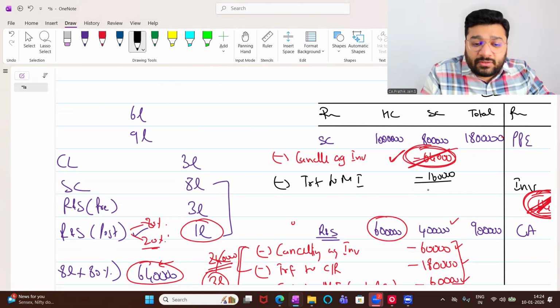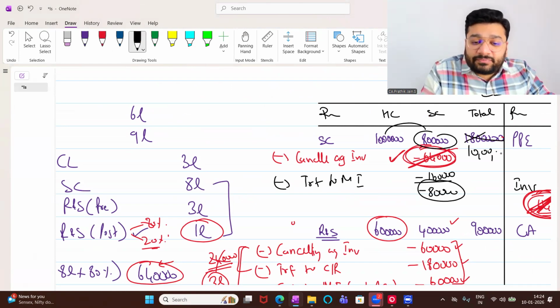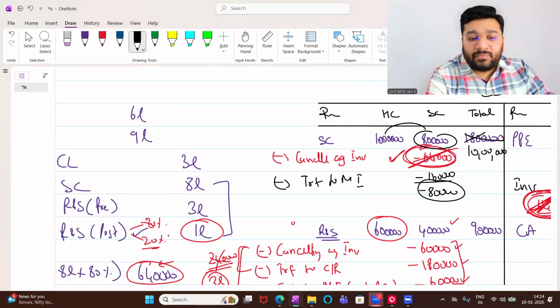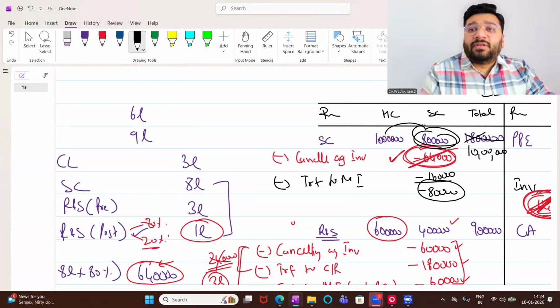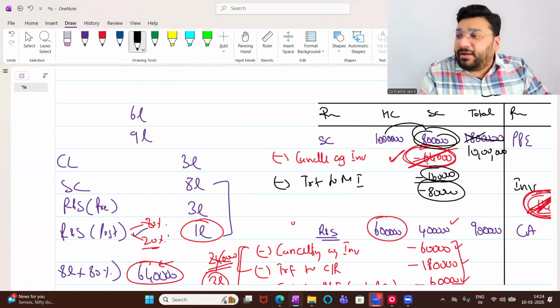So, total is how much? Minus 8 lakh. So 8 lakh minus 8 lakh becomes 0. So 10 lakh plus 0 is how much? 10 lakh will come. Okay, not okay. So this 8 lakh is knocked off. 640 against investment and 160 is transferred to minority interest.